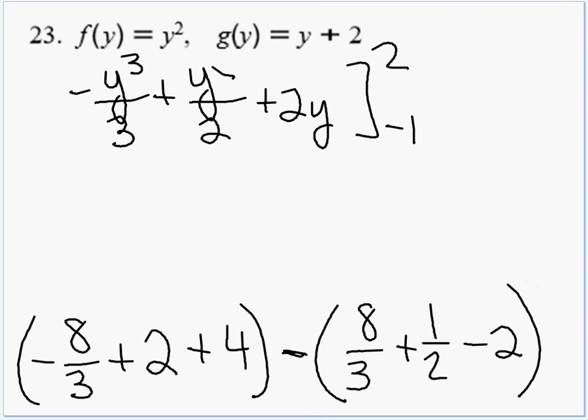Whoa, whoa, whoa, hold the phone. When I put the negative 1 in there, that should just be a negative 1. That 8 shouldn't be there. I was thinking on the other side. So that should just be a 1/3 in there. There we go. If you get a common denominator and combine all your terms, you'll get 27/6, which reduces down to 9/2. And there's our area.